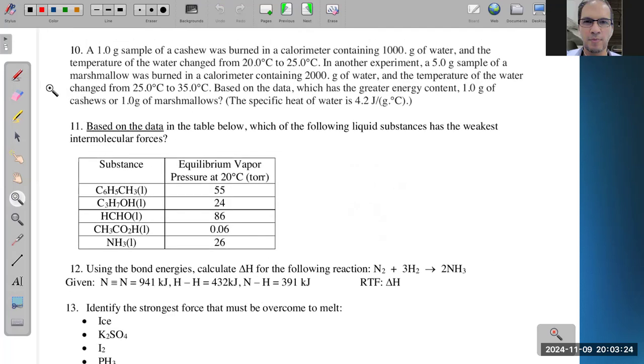A sample of cashew was burned in a calorimeter containing 1,000 grams of water, and the temperature of the water changed from 20 to 25. In another experiment, 5 grams of a sample of marshmallow was burned in a calorimeter containing 2,000 grams of water. The temperature of the water changed from 25 to 35. Based on the data, which has greater energy content? I need to know which one has more energy content, 1 gram of cashew or 1 gram of marshmallow. The specific heat capacity is 4.2.